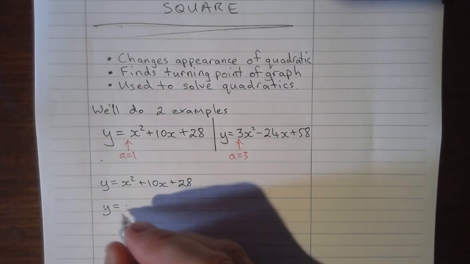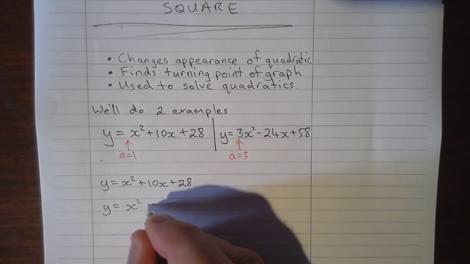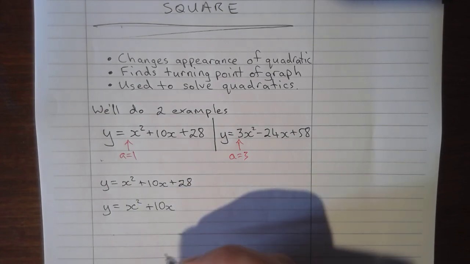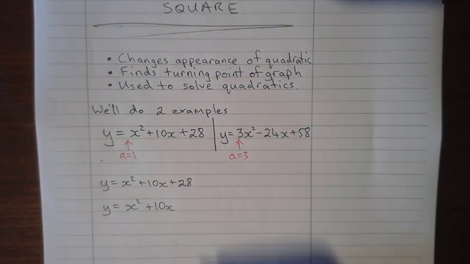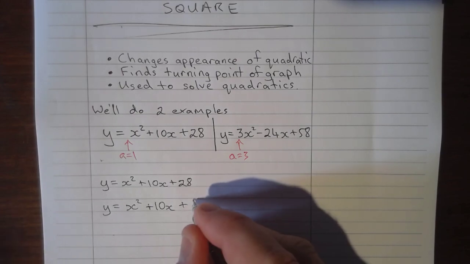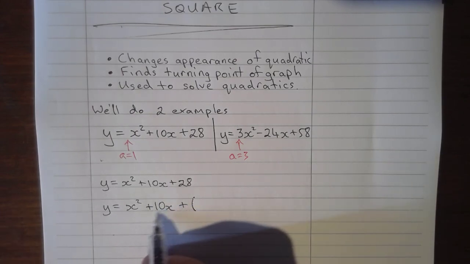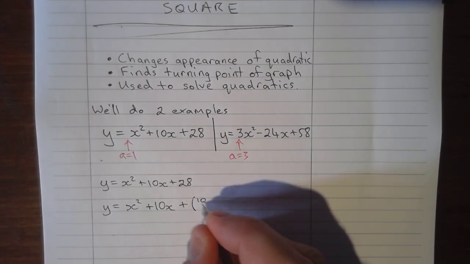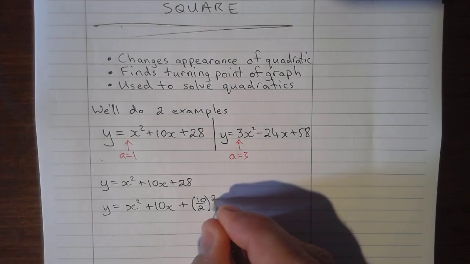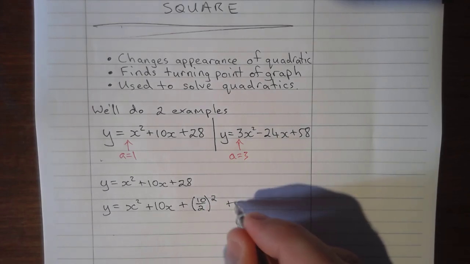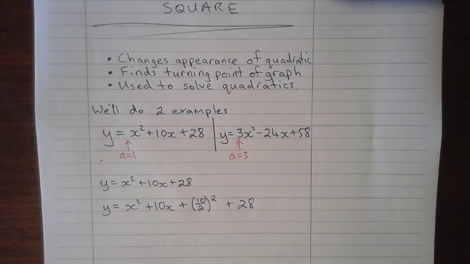Now what we're going to do is a bit weird. I'm going to rewrite this quadratic. I'll leave the x squared term the same and the 10x term the same, but then I'm going to add something to it. And the thing I'm going to add is half of the coefficient of x. So that's going to be (10 over 2) squared, plus 28. And leave that alone.